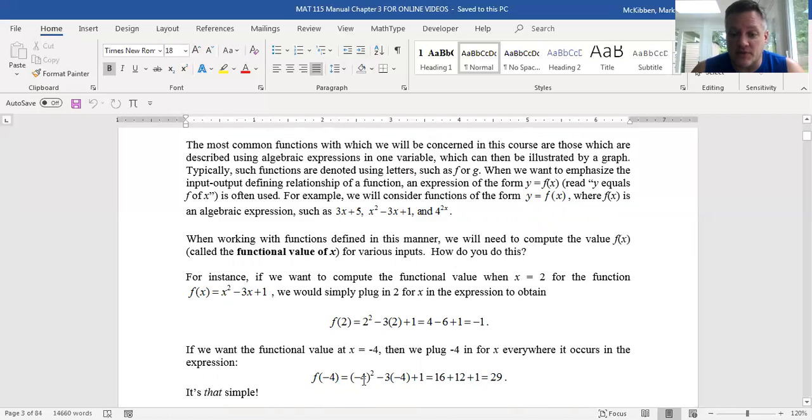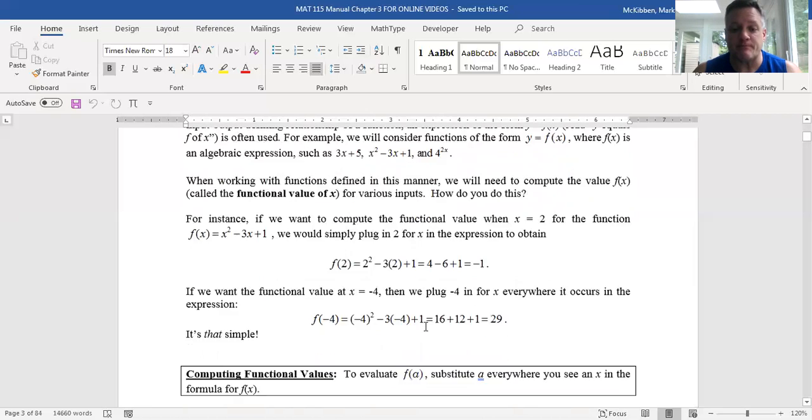So I need to put parentheses around that negative 4 to make sure that I square the minus 4. And then same way here, if you don't put parentheses around that, it's almost like you're subtracting 4 from minus 3 instead of multiplying them. So be careful and diligent with parentheses. But aside from that, it's pretty much that simple to compute a functional value at an x value.